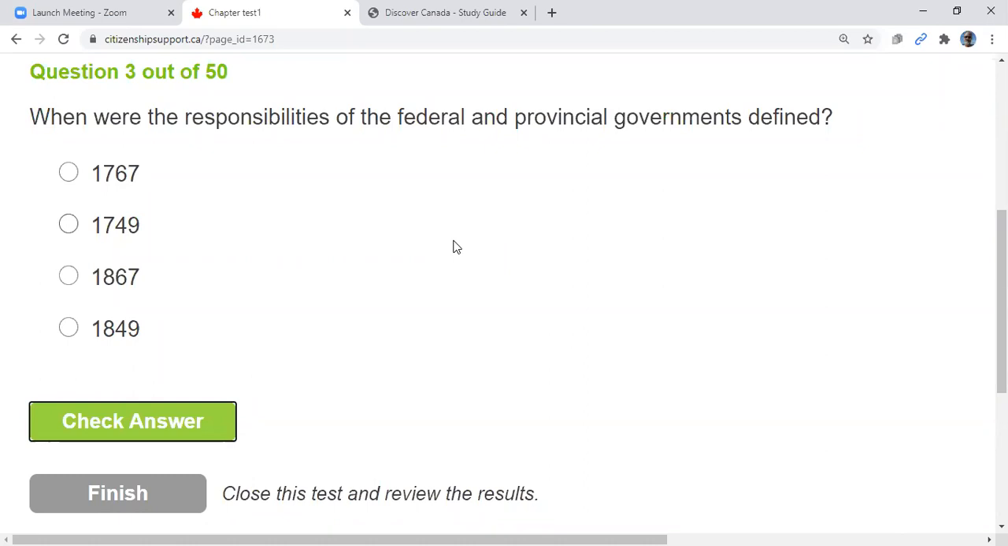Ghazala, would you like to do this one? Okay, Brian. When were the responsibilities of the federal and provincial government defined? Number 3, Brian. Oh, you guys are fast today. That's very good. 1867. Very good.